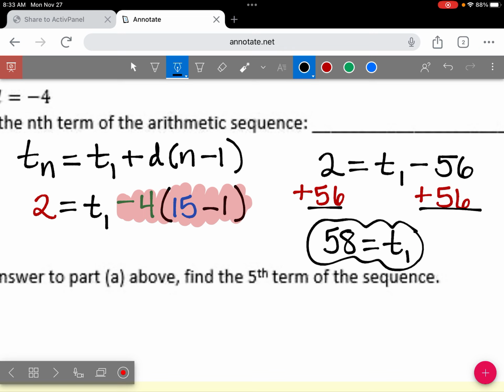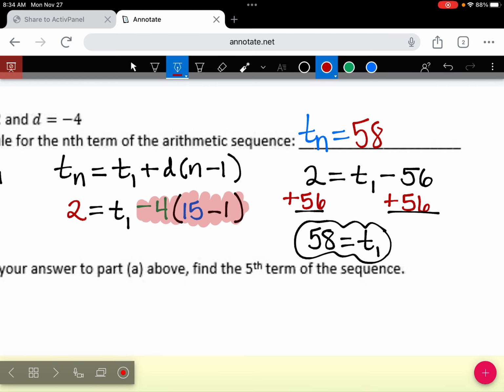So our rule will be T sub n equals the first number, which is 58. You can either say plus -4 or -4. It's the same thing. (n minus 1). That is your rule. So you have to be able to write the rule. If I give you the common difference and I tell you any of the terms, you should be able to find the first term and write a rule.